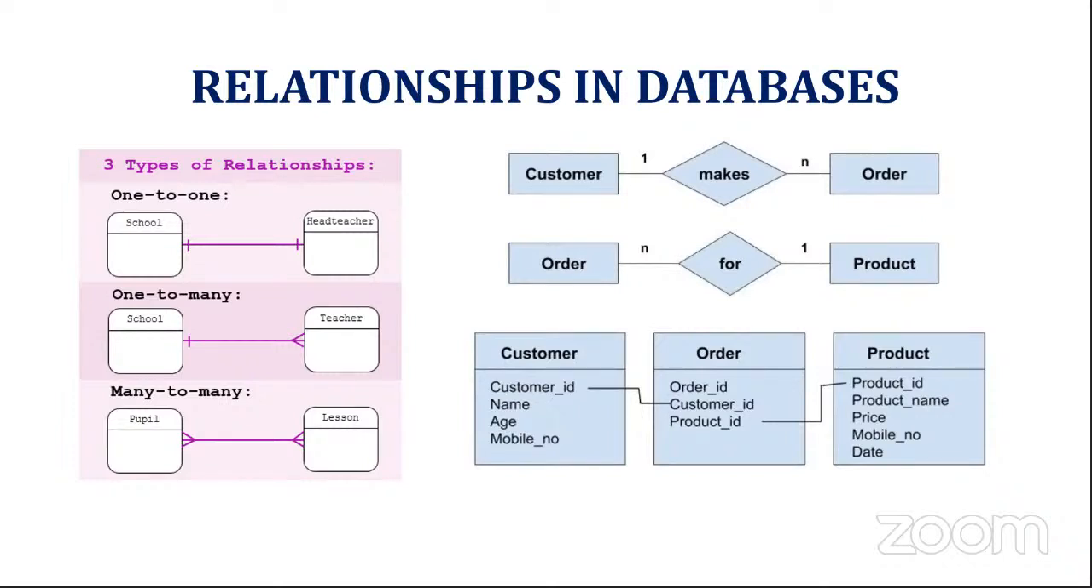So you can see that the ones down are attributes, or like the fields in a table. So in the customers table, we have customer ID, then we have name, and we have age and mobile number. Then in the order table, we have the order ID, then customer ID, then product ID. Then in the product, we have product ID, product name, price, mobile number, and date.